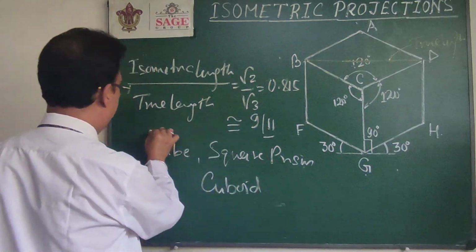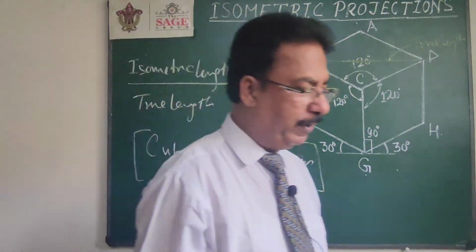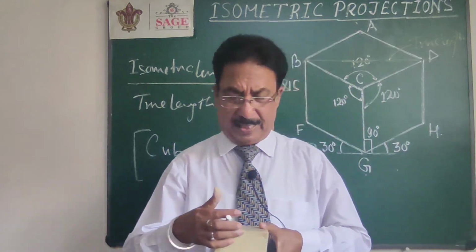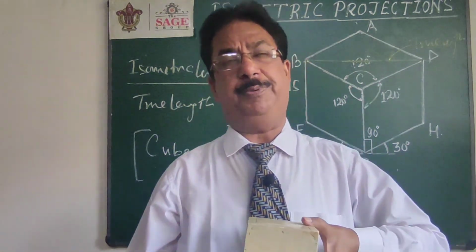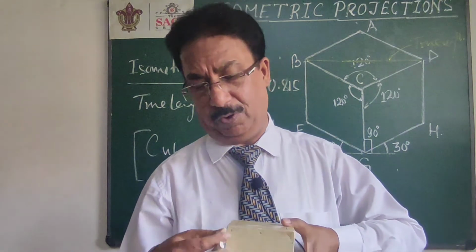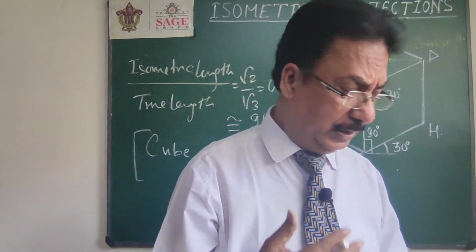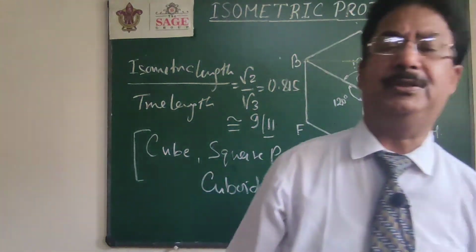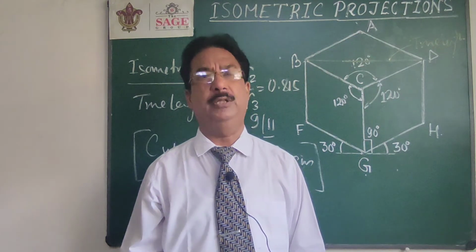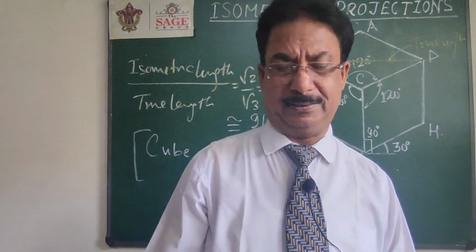In all these three solids, all the angles are 90 degrees. And when we place these solids like this, the sides are parallel to HP, parallel to VP, or perpendicular to VP, parallel to HP, or perpendicular to HP and parallel to VP. So the type of lines which are parallel to one plane and perpendicular to the other plane, or parallel to both the planes, all those lines will be placed on the isometric axes.